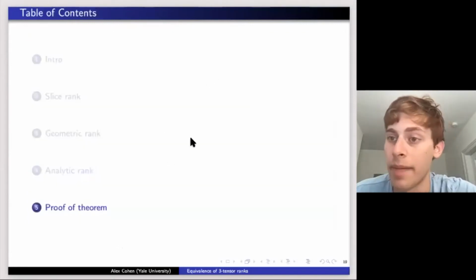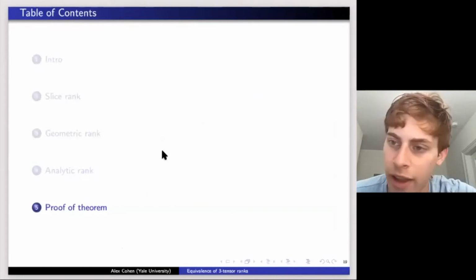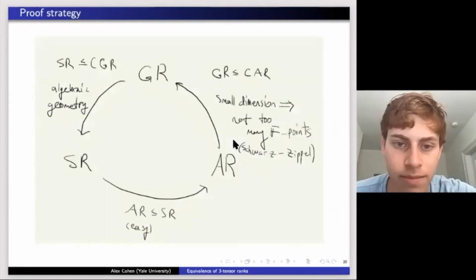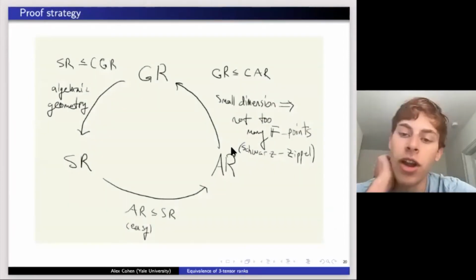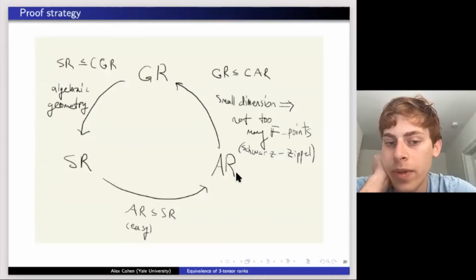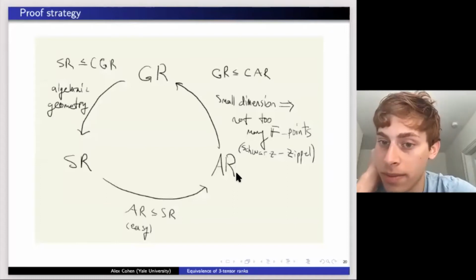Okay, so now we are going to prove the theorem. I think I can just talk about the proof outline, and then we can have a little break. Okay, so here's the outline. We start with analytic rank. You have a tensor, you found that it has a large bias, and you want a small slice rank decomposition. Okay, what do we do?